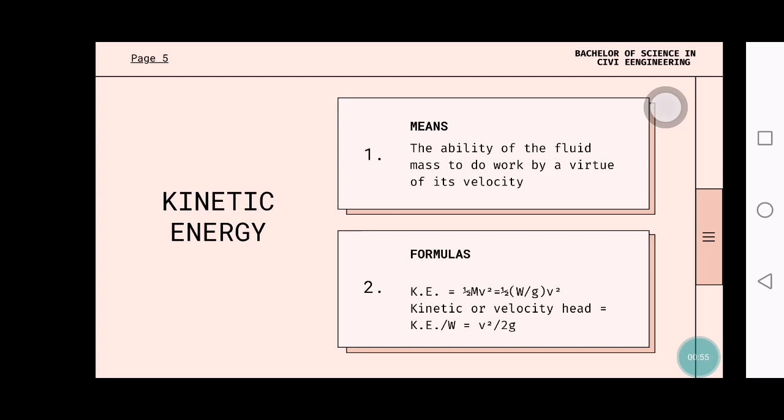Now the formula. Kinetic energy is equal to 1/2 mass times velocity squared, which is equal to 1/2 times weight over gravity times velocity squared. Next, kinetic or velocity head is equal to kinetic energy over weight, which is equal to velocity squared all over 2 times gravity.